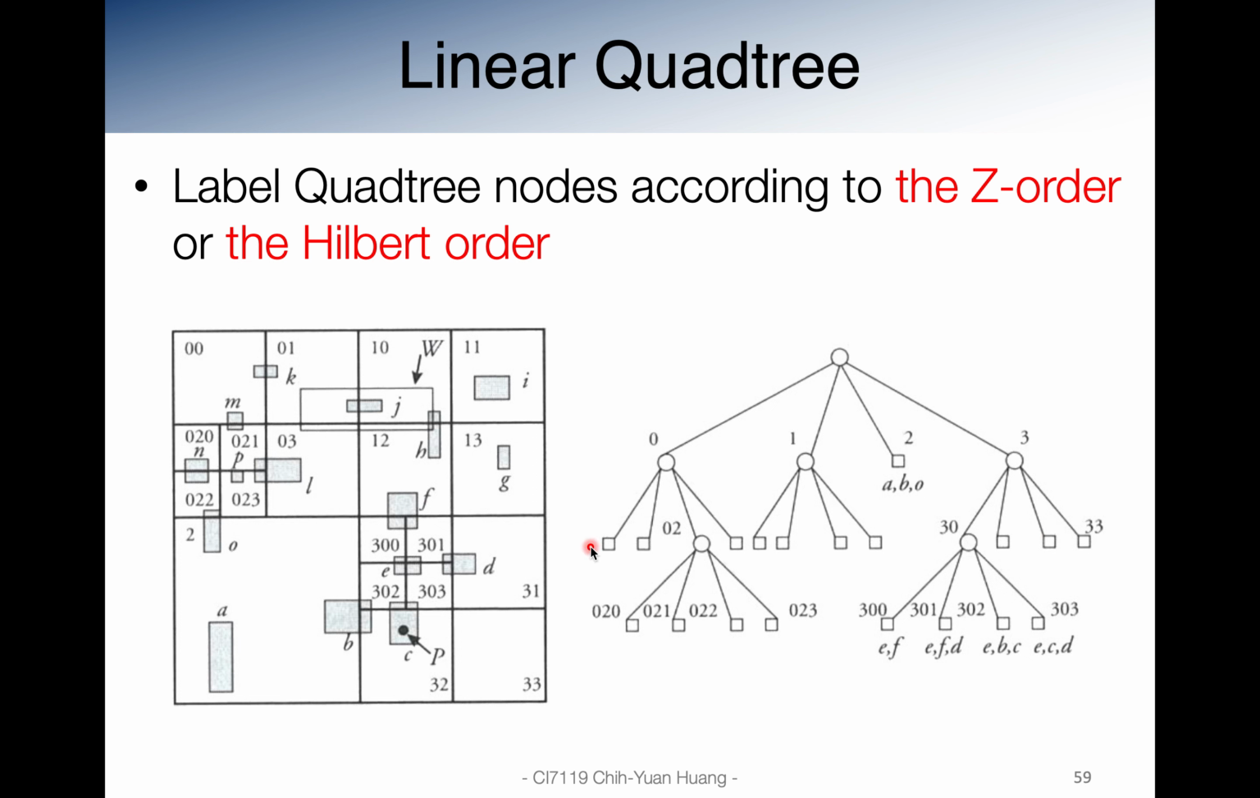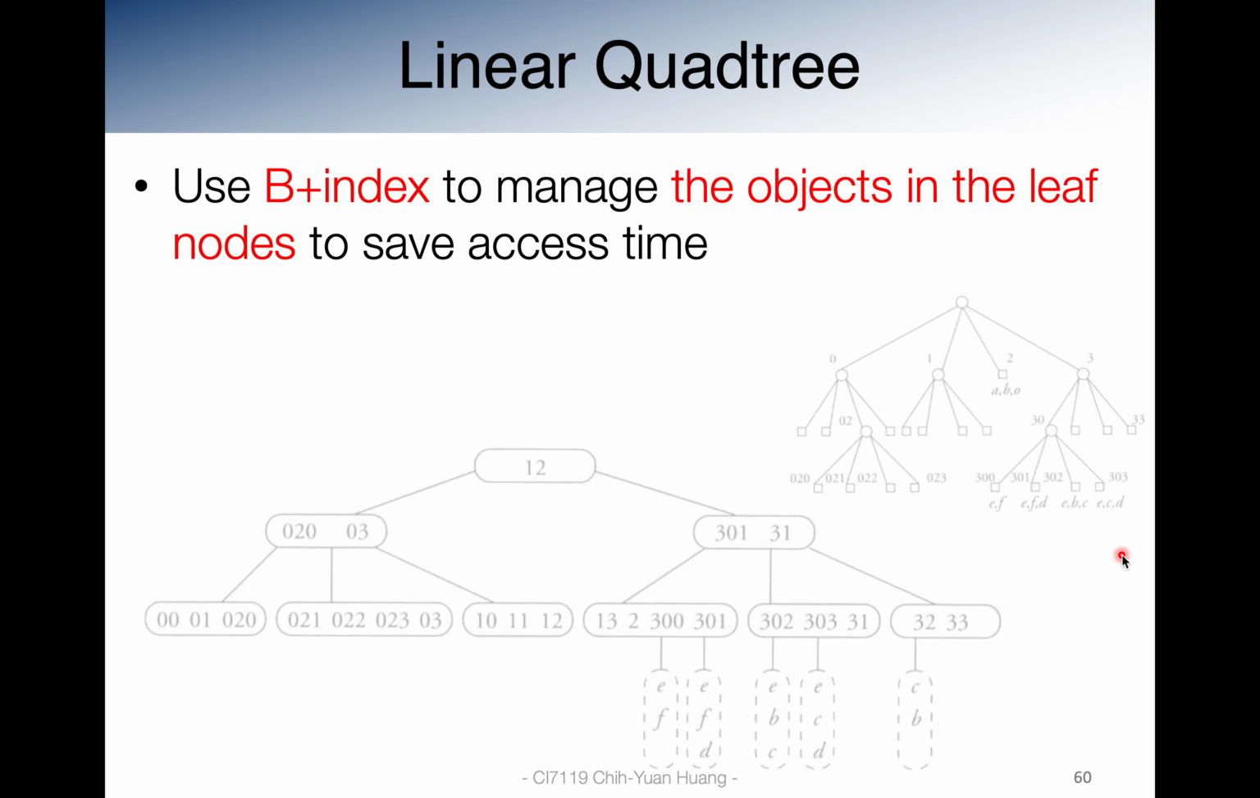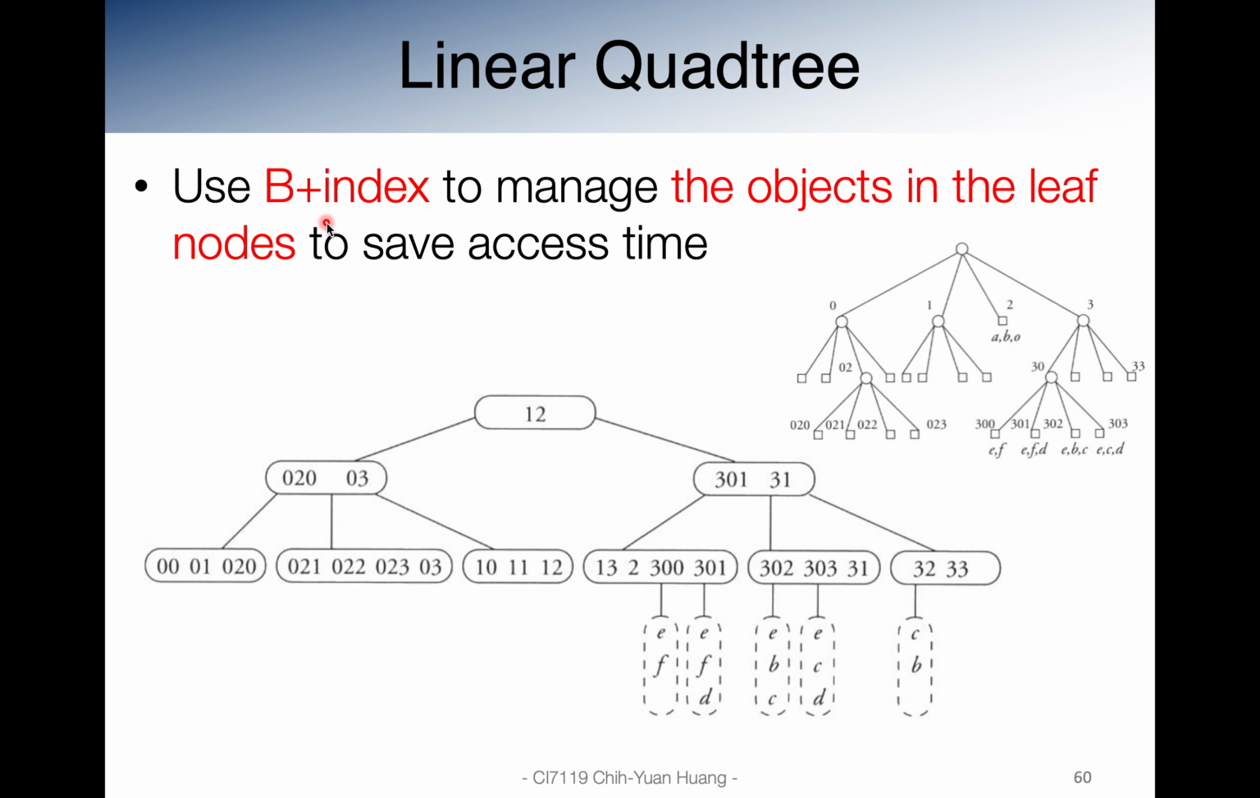So it will be kind of like the order of these. You just go through the leaf nodes, and then finally you can have a one-dimensional order of these quadtree leaf nodes. With this one-dimensional order, as you can see, we can use the B plus tree to manage those leaf nodes. The order I just tried to explain to you, you can directly use those labels and have them managed by this B plus tree.